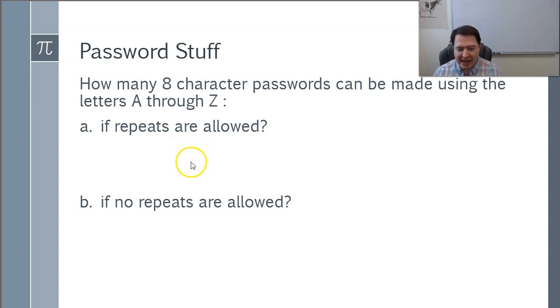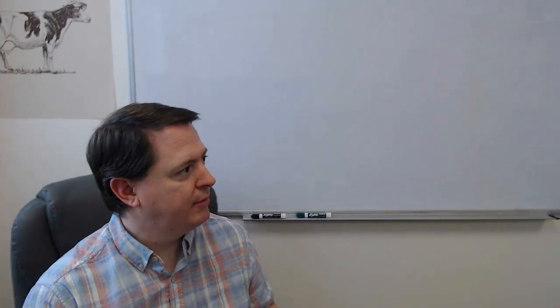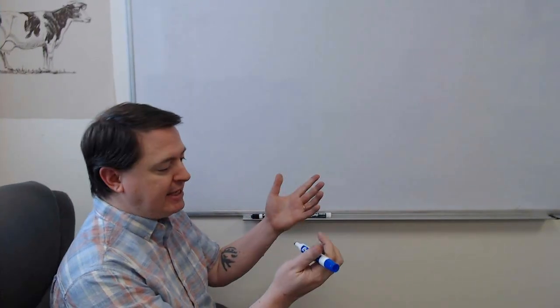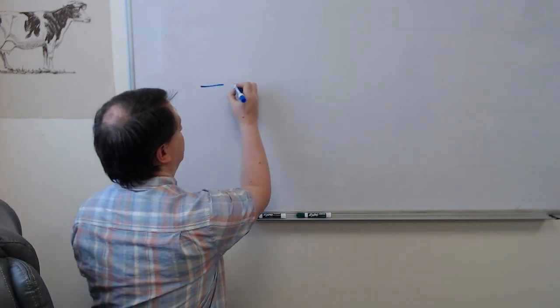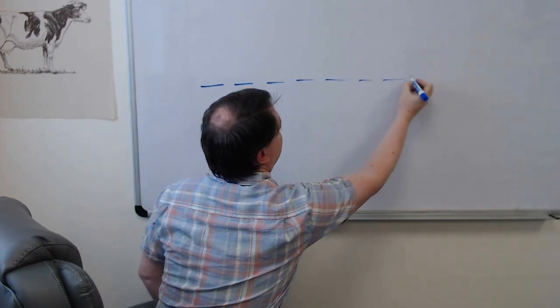Like, should A count as a reasonable password? Or if we don't allow repeats and we've got to have different letters for each thing. So we've got an 8-character password, right? 1, 2, 3, 4, 5, 6, 7, 8.